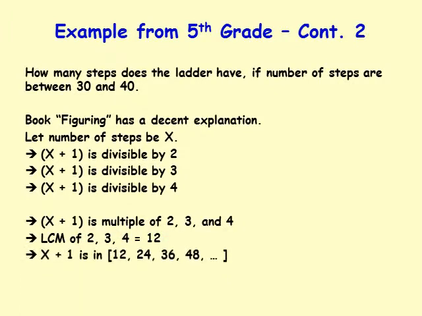The multiples x plus 1 can be are 12, 24, 36, and 48. Given our problem that the number is between 30 and 40, this is the multiple we are going to use. x plus 1 is 36. That means the desired value of x is 36 minus 1, which is 35. This is how we need to solve that problem, rather than what I just did, 30 plus 40 divided by 2. Let's continue.